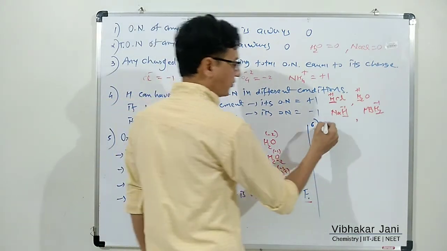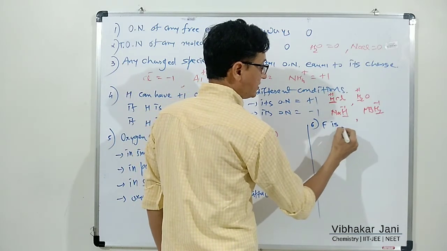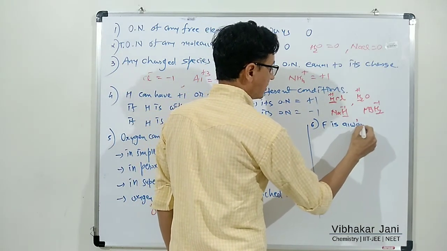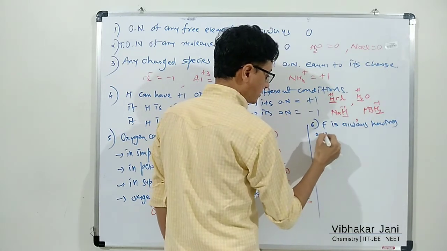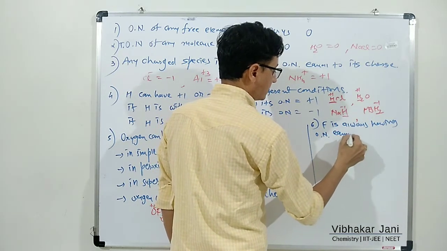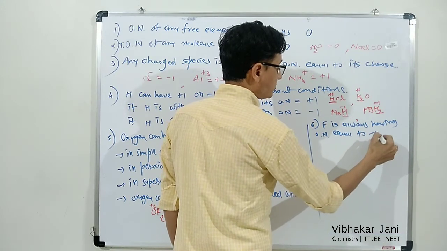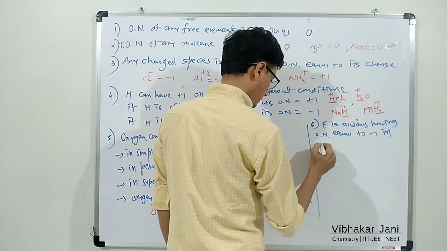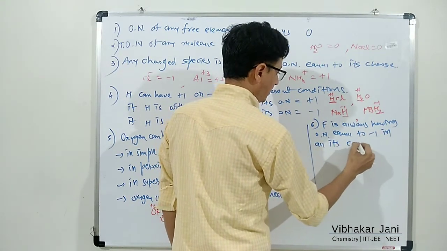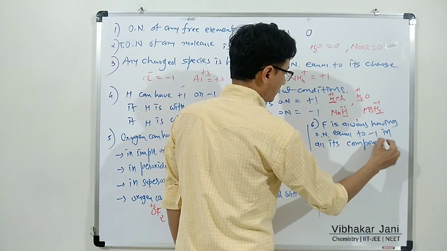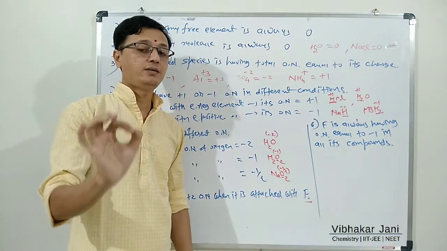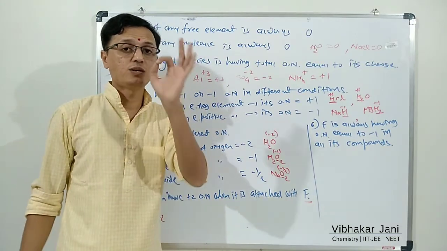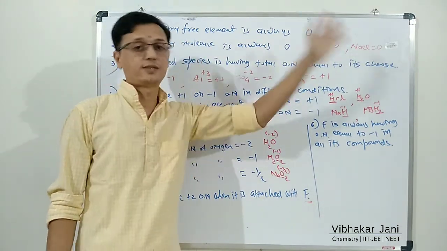Rule 6. Fluorine is always having oxidation number equal to -1 in all its compounds. Fluorine is the only element which is having -1 oxidation state in all its compounds.